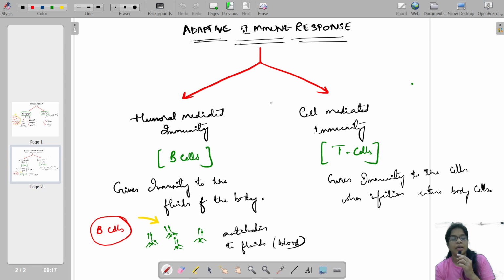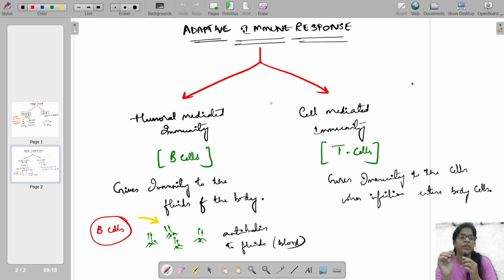So what does humoral mediated actually mean? Humoral means there are fluids. So it is the immunity that is acquired by a human through the B cells, because B cells are the important cells for the production of antibodies. Whenever the infection has entered into the blood, the immediate action would be the release of antibodies by the B cells. So humoral mediated immunity is immunity gained by a human through the B cells.